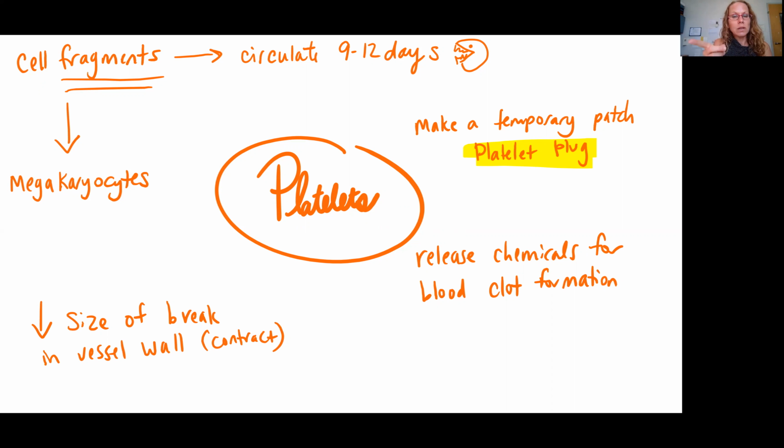They're going to give us a temporary plug, and they're going to release some important chemicals to initiate that blood clot formation. And so stay tuned for our last video looking at that process of making a blood clot, what we can call collectively hemostasis, where that prefix heme means blood and stasis means like standing, same as homeostasis, but in this case, hemostasis really just means stop blood loss, stop bleeding.